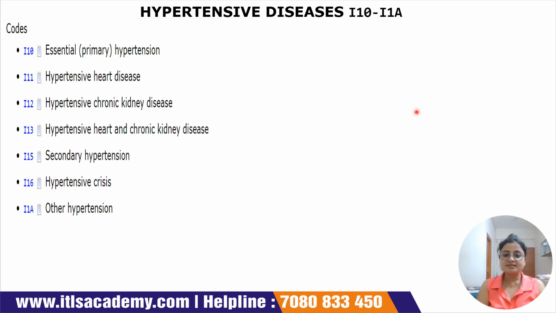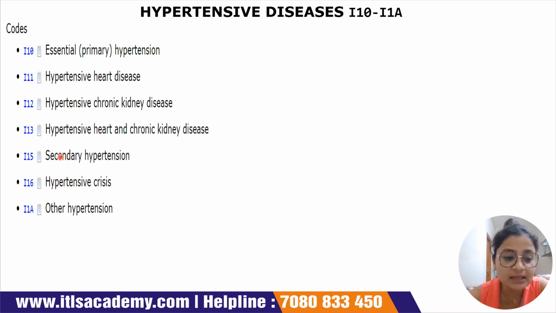Okay, moving on to the next set of subcodes that we have for diseases of circulatory system. So here, as we can see, the codes are running from I10 to I1A. Okay, so it will be referring to the hypertensive diseases. So these are the various subcodes that we have under this. So let's see. I10 will be essential or primary hypertension. Then we have I11, which will be hypertensive heart disease, means heart disease as a result of hypertension, increased blood pressure. Okay, then we have I12, hypertensive chronic kidney disease.